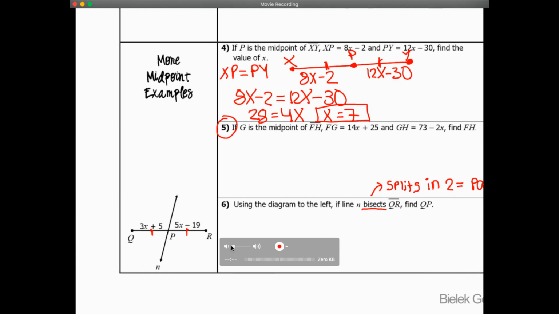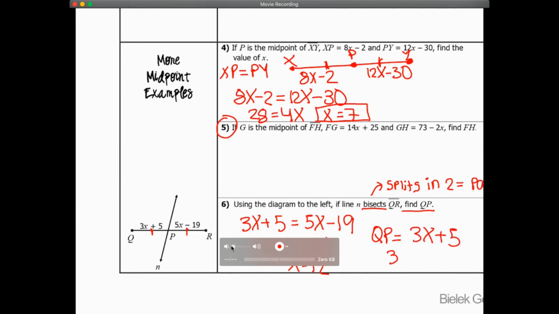So I'm going to say 3x plus 5 equals 5x minus 19. And then if I simplify, that's going to give me 2x is equal to 24. So x is 12. Then I'm not done because they want QP. So I just need to plug that into QP. QP is 3x plus 5, so that would be 3 times 12 plus 5.